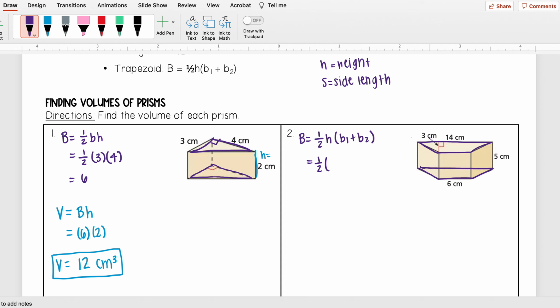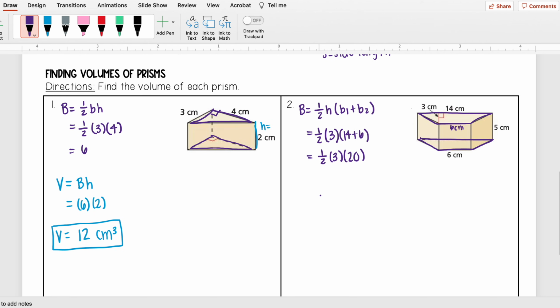Well, I see that my height here is 3 centimeters, and I see that base 1 is 14. And then base 2 is 6, because this is also going to be 6 centimeters up here. So 14 plus 6 inside the parentheses is 20. 3 times 20, I get 60. Half of 60, I get 30. So the area of my base is going to be 30 centimeters squared.